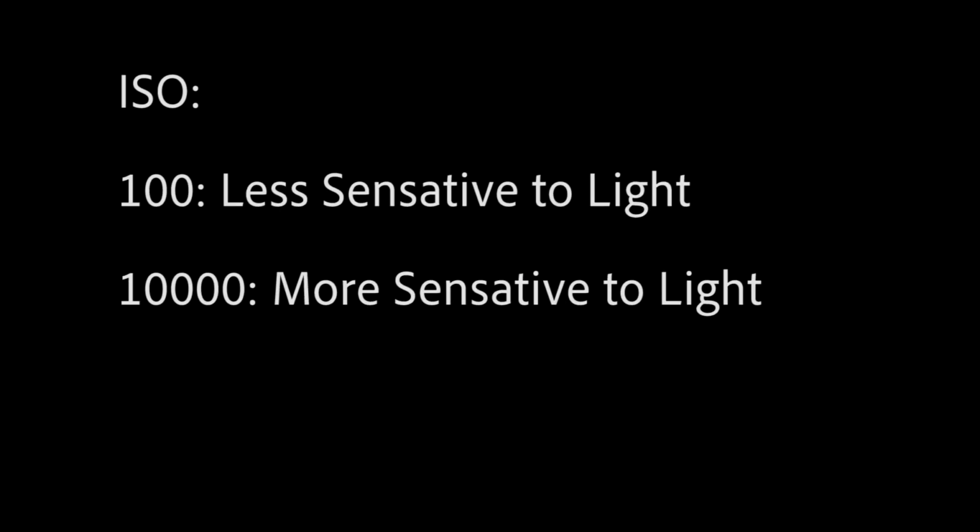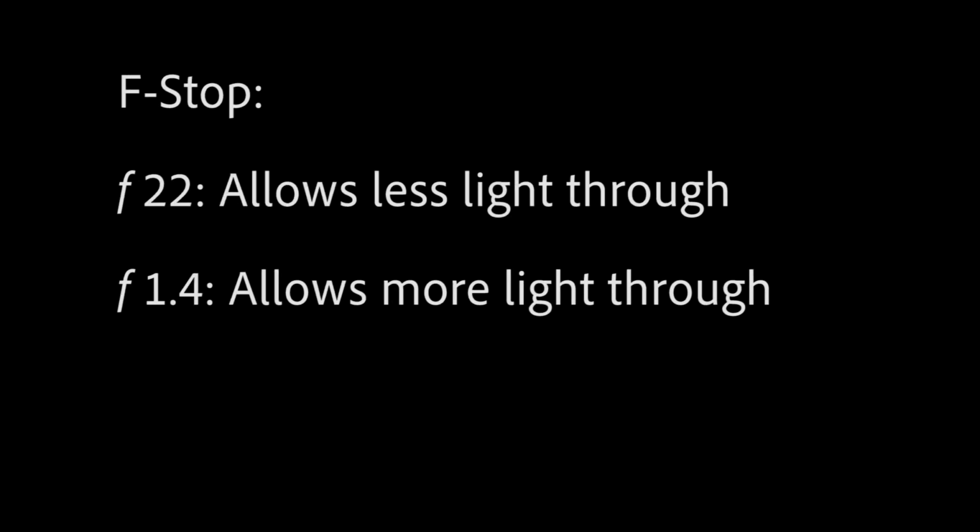With ISO, the larger the number, the more sensitive the sensor is to light, and the brighter the image. With f-stop, the smaller the number, the more light is entering the lens, and the brighter the image. We will talk more about this in the next module.